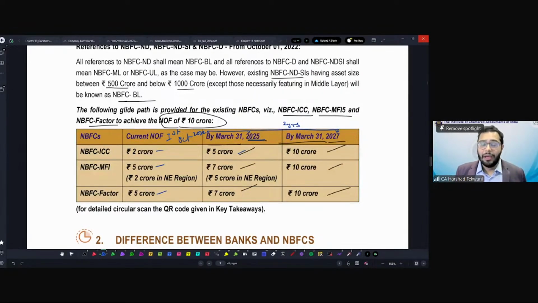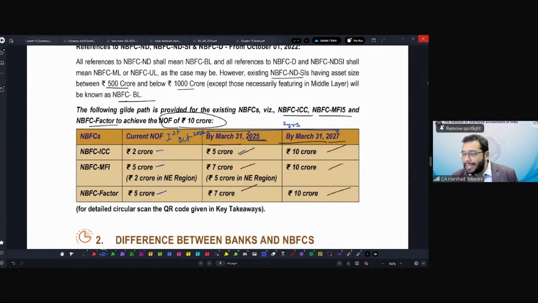And Ind AS is applicable to NBFCs now, so there is no exemption per se to them. I hope you guys are clear. So NBFCs are required to follow Ind AS. They are required to follow Division 3 for the preparation of the financial statements if Ind AS is applicable to them.